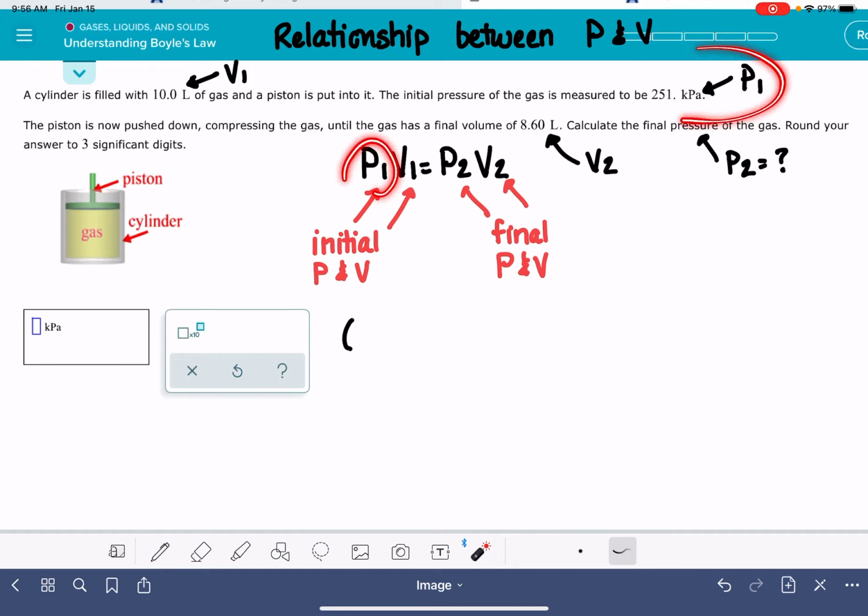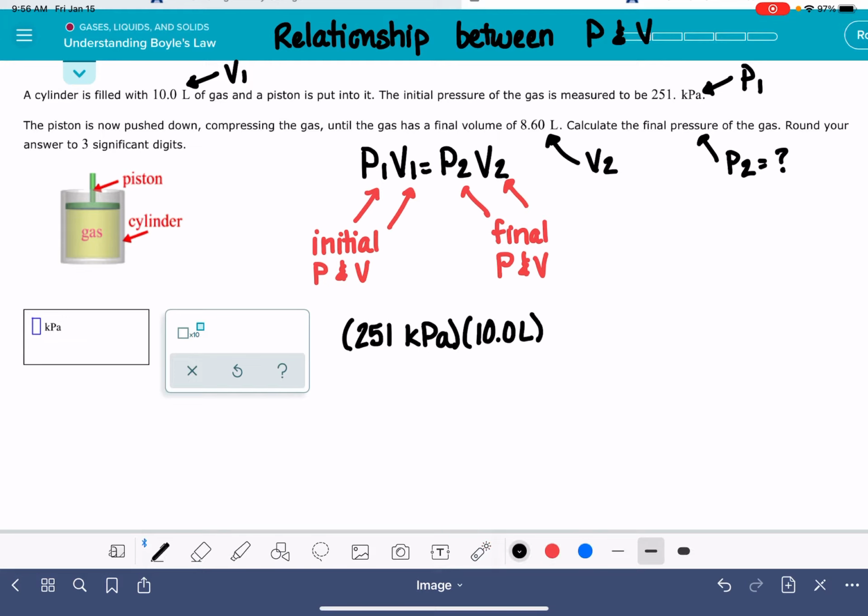I'm going to start by just plugging the numbers in from the problem without rearranging the equation first, starting with my P1 variable, which is 251 kilopascals, and my initial volume, 10 liters. That is going to be equal to my final pressure, which is my unknown variable, so I'm just going to keep using P2 for that, and the final volume, which is 8.60 liters.